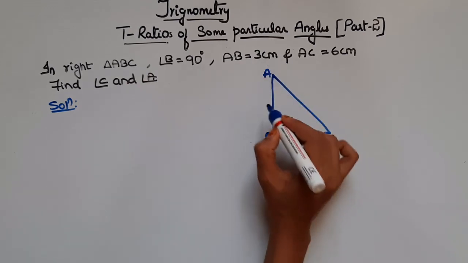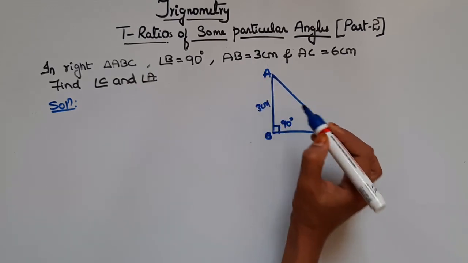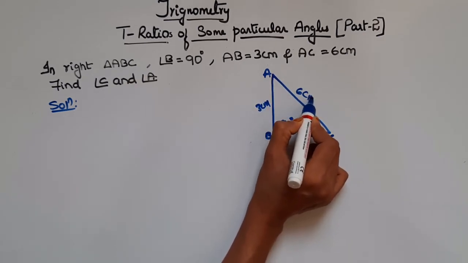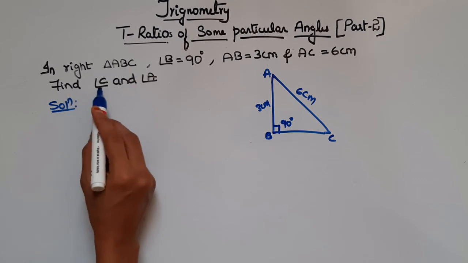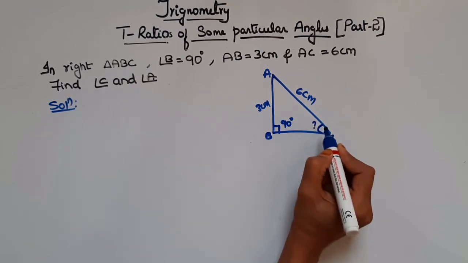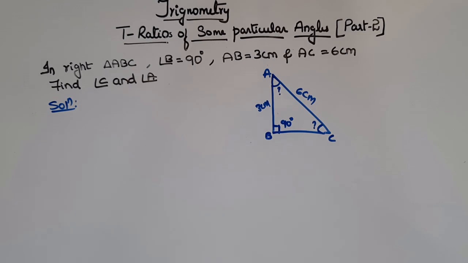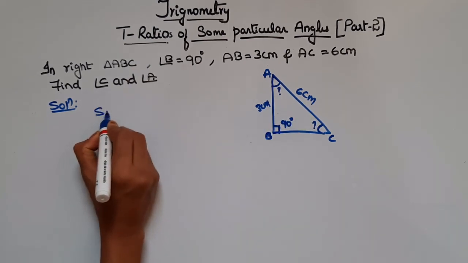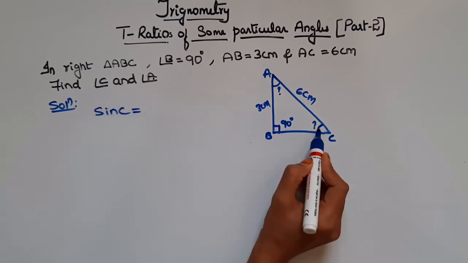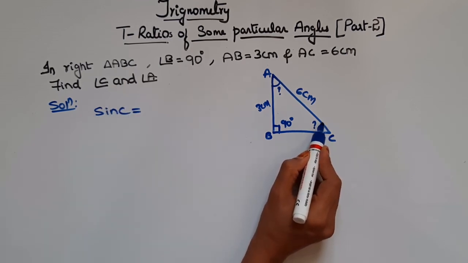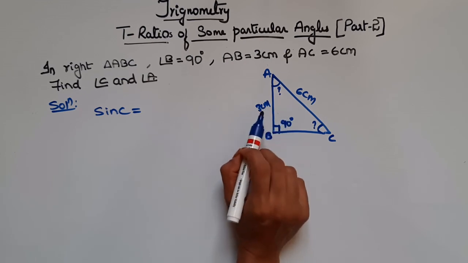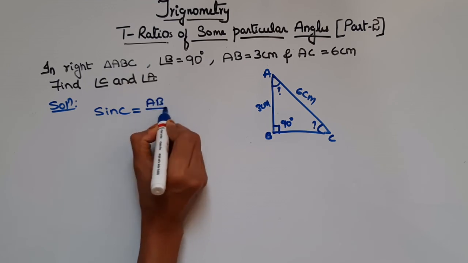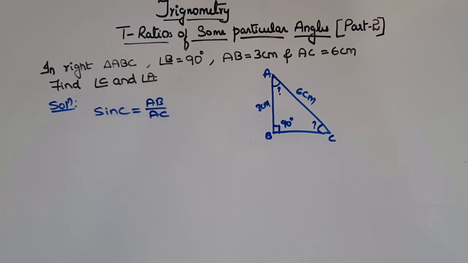Here it says AB is 3 centimeter. So AB is 3 centimeter. AC is the hypotenuse, which is 6 centimeter. Now our aim is to find angle C and angle A, right? So from figure, sine C, what is sine C? This angle means the side opposite to this angle is this side. So sine we know opposite by hypotenuse. So opposite side is AB, by hypotenuse is AC, right?